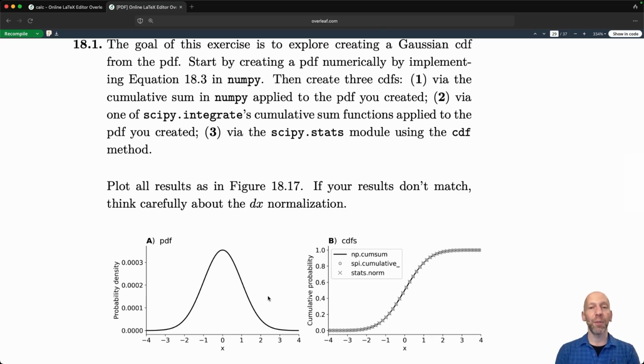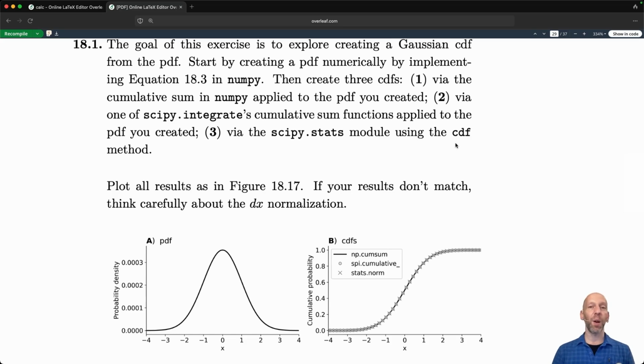The second method of creating the CDF is to use the SciPy integrate library and pick one of the cumulative functions. So there's cumulative Simpson, there's cumulative trapezoid, and so on. So you can pick one of those functions and again, calculate the numerical approximation of the indefinite integral of the PDF, which gives you the CDF. And then third is to use the scipy.stats module using a CDF method on the normal function, so the Gaussian function. Now that's 3 different CDFs.